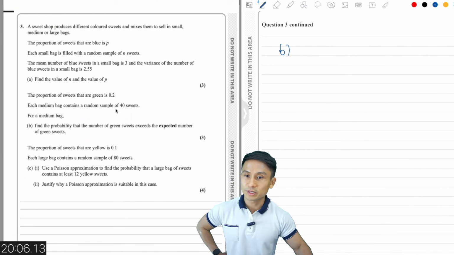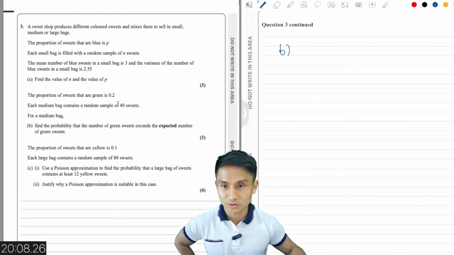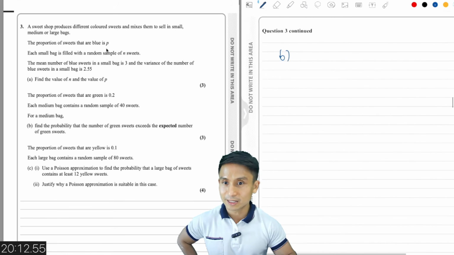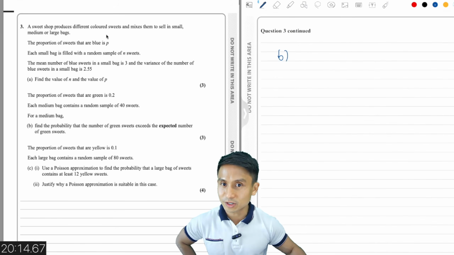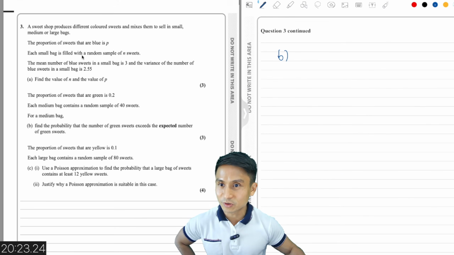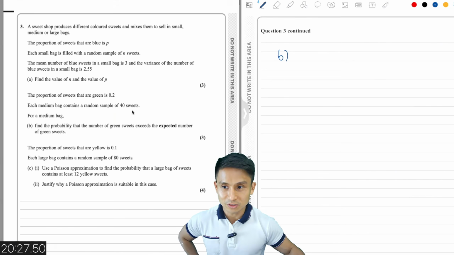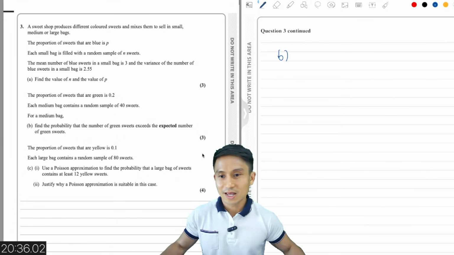The proportion of sweets that are green is 0.2. So we now know that the blue is a quarter, yeah, and the green is 0.2. That means we already know another one, which is, what's the other one? We have blue, green, no idea about the other colored sweets. Yeah, we don't know yet. Anyway, each medium bag contains a random sample of 40 sweets. For a medium bag, B, find the probability that the number of green sweets exceeds the expected number of green sweets.